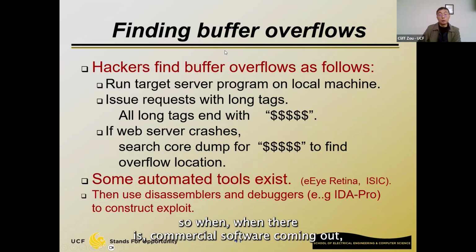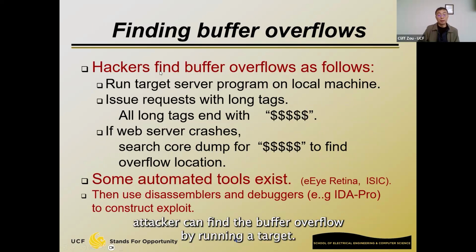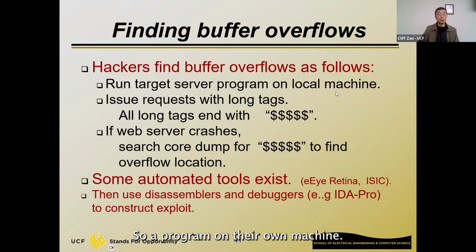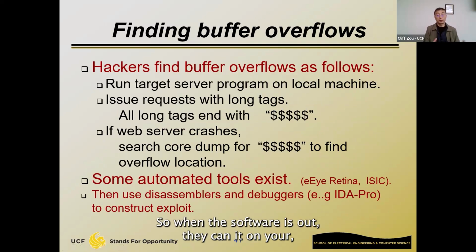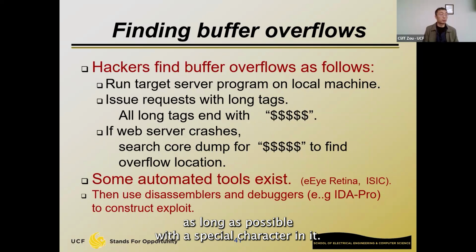And so when commercial software comes out, how does an attacker find any bugs in it? The attacker can find buffer overflows by running the target server program on their own machine. When the software is out, they can run it on their own machine, then issue all kinds of requests to the server program, and try to make all the user supplied input as long as possible with special characters in it.